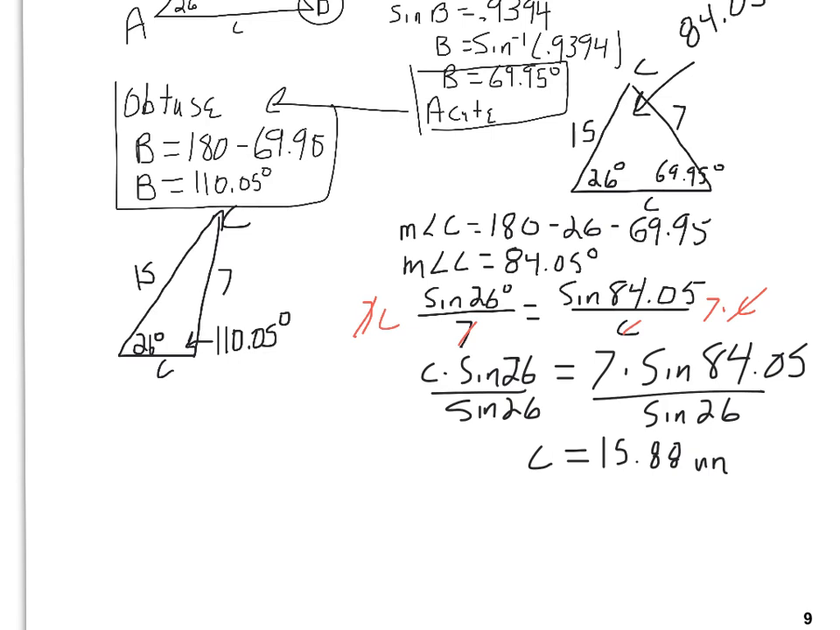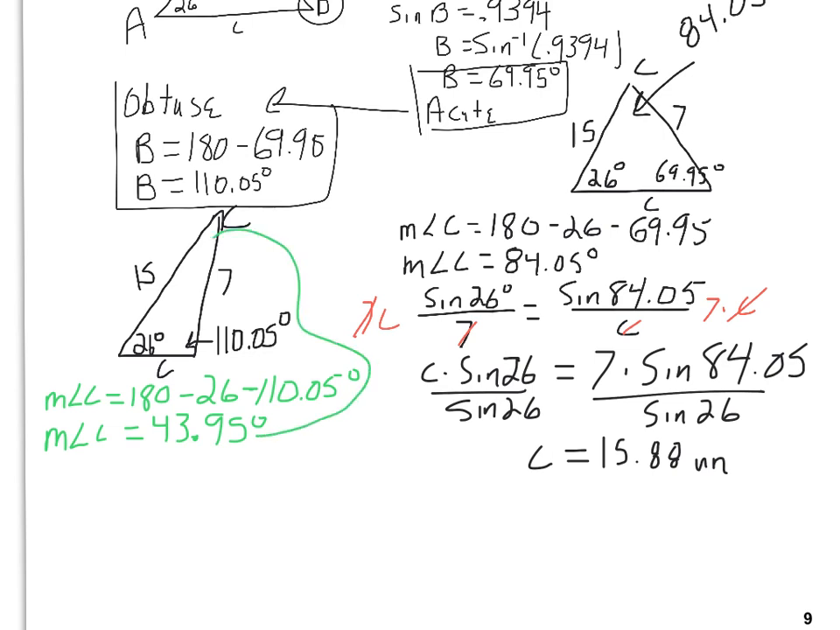Now do the same thing for the obtuse. Let's switch over to green for this one. The measure of angle C equals 180 minus 26 minus 110.05 degrees, and that comes out to be 43.95 degrees. That's this angle up here.